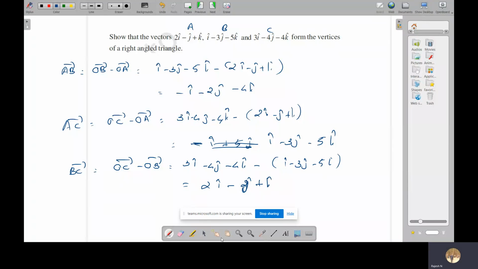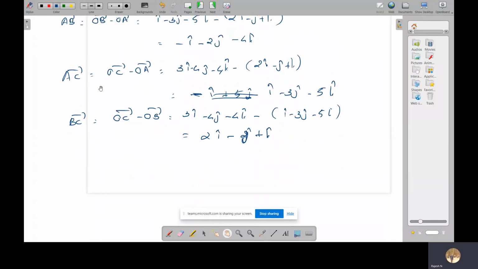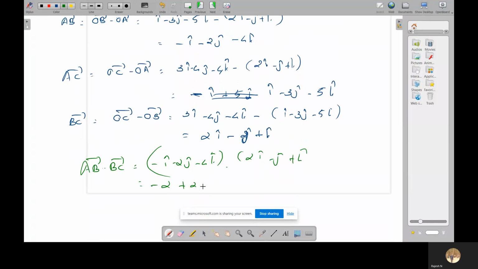Okay. Now find AB dot BC. AB dot BC is equal to minus I cap minus 2J cap minus 4K cap dot 2I cap minus J cap plus K cap.